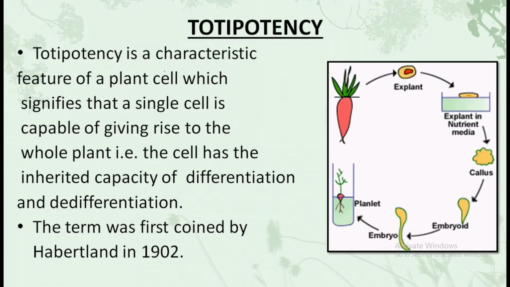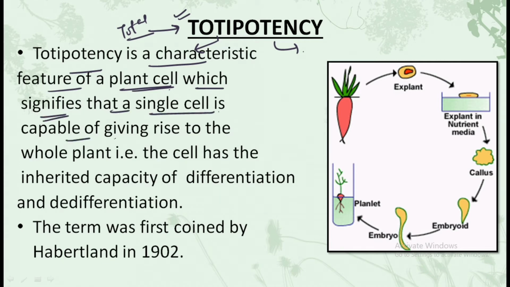What is regeneration potential? Let's discuss this. Regeneration potential in scientific terms is given the characteristic feature called totipotency. Let's break the term. Toti means total and potency means capacity. So totipotency is the characteristic feature of the plant cell which signifies that a single cell is capable of giving rise to the whole plant. That is, the cell has the inherited capacity of differentiation and de-differentiation.